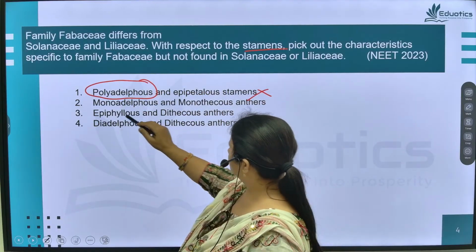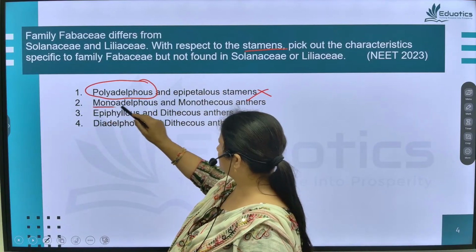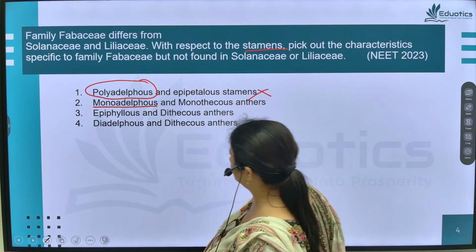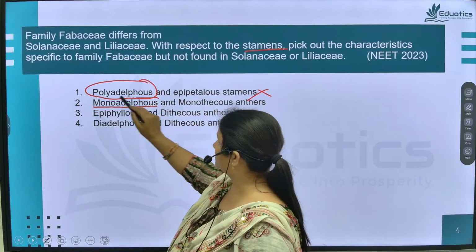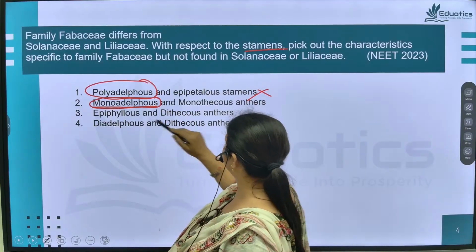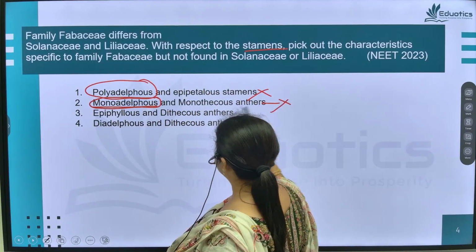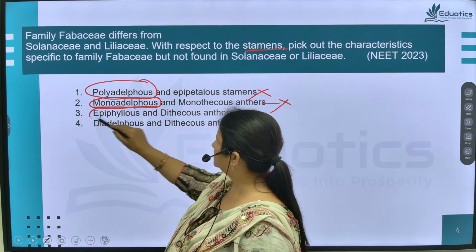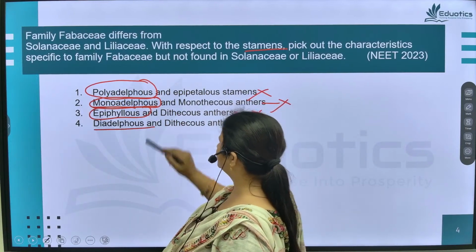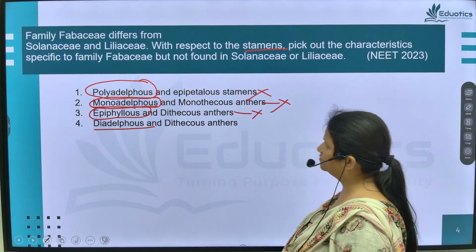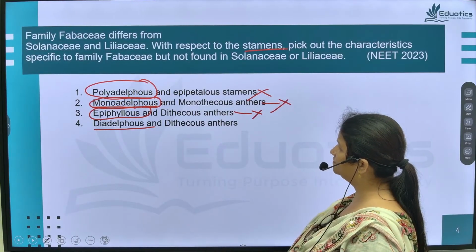Monoadelphous, it is a feature of the family Fabaceae, of course. No, in Fabaceae it is diadelphous. So again it is wrong here. Epiphyllous is Liliaceae, this is also wrong. Diadelphous is specific to the family Fabaceae.